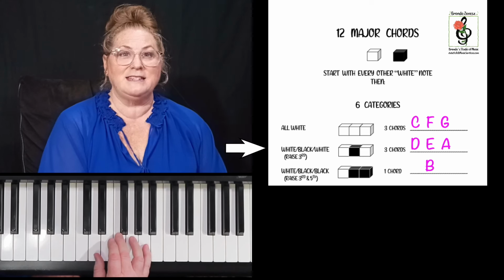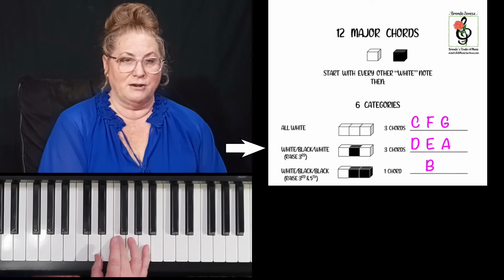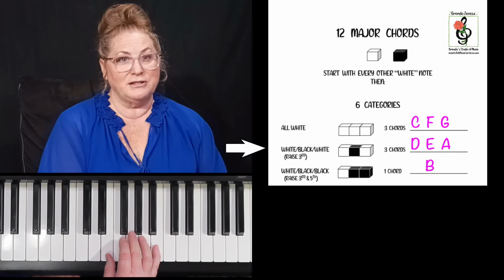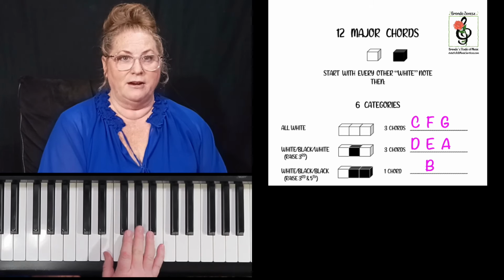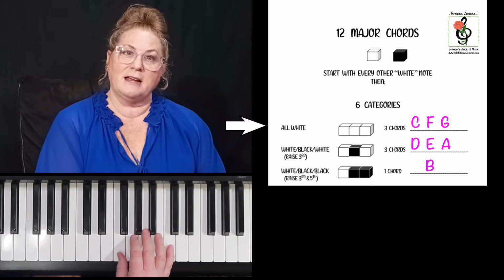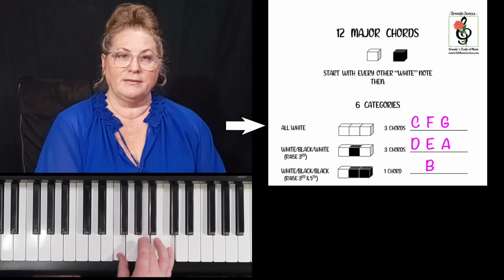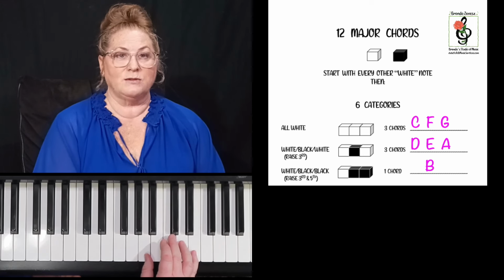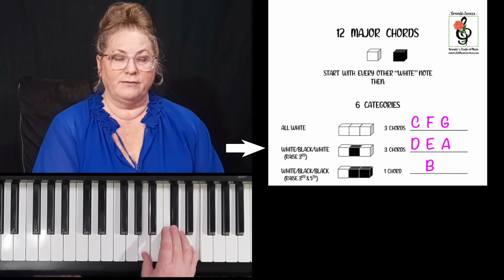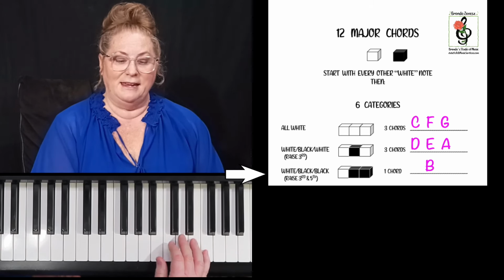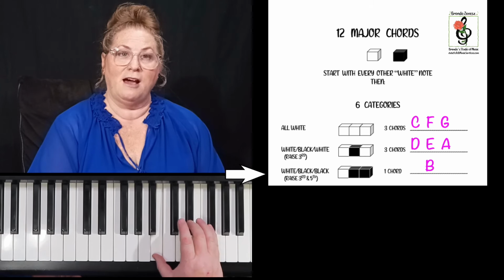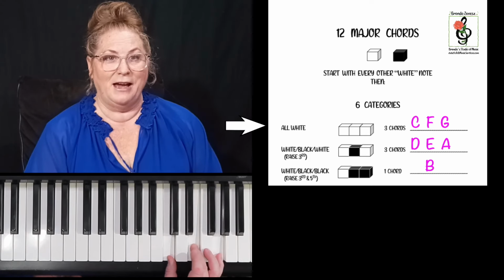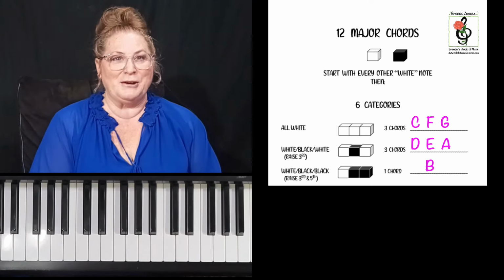All right, now the next one is D. That's a white, black, white, so raise the middle finger. Good. Now E is also white, black, white. Raise the middle finger. Now F is back to all white. G is also all white. A is white, black, white. Raise the middle finger. And the last one now is B. Raise the middle and the top to a black note. And then to top it off, end on C again, which is all white. You have all seven white note chords.